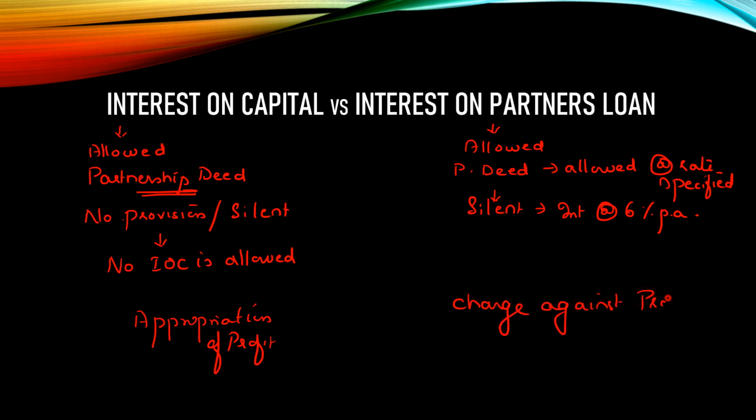In the previous video, I discussed what is appropriation and what is charge. You can go and refer to that. At the same time, here I will explain that appropriation is an item that you find in the appropriation account, and charge means an item which comes in the profit and loss account on the debit side. So interest on capital is totally different from interest on partner's loan.